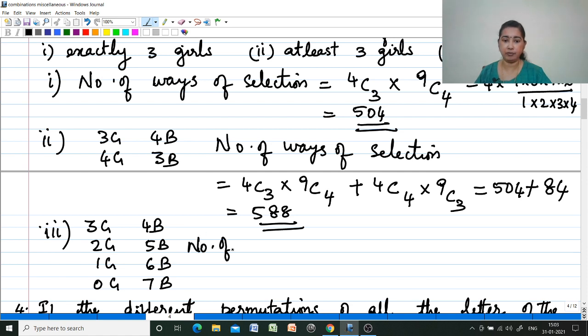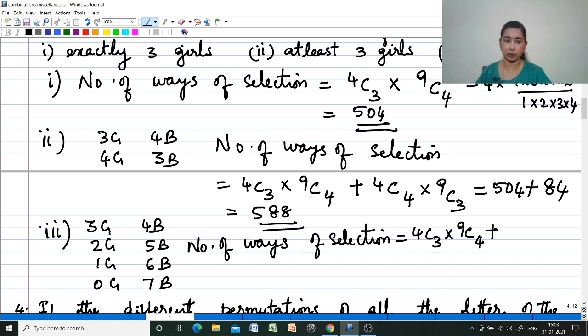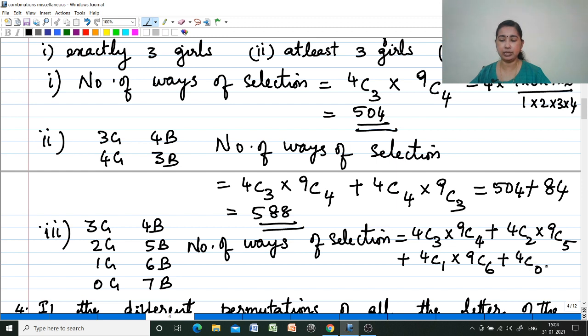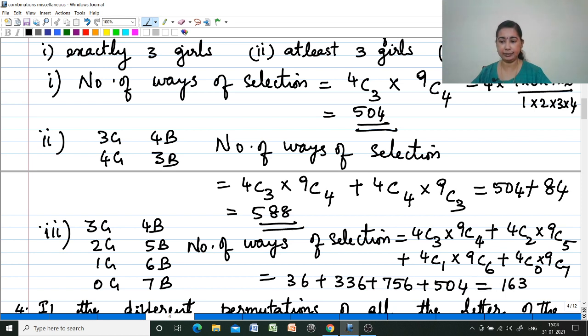So the number of ways of selection is equal to 4C3 into 9C4, plus 4C2 into 9C5, or 4C1 into 9C6, or 4C0 into 9C7, which is equal to 36 plus 336 plus 756 plus 504. Simplifying, adding up, we get 1632.